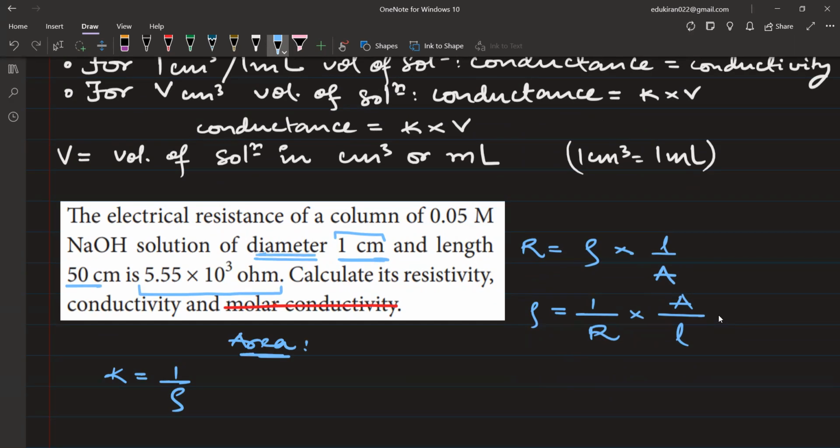ध्यान रखिएगा ये डायमीटर है, रेडियस नहीं है. पहले रेडियस निकालिए और कीप इट इन फ्रैक्शन. जहां तक हो सके उसको फ्रैक्शन में रखिएगा. बिल्कुल आखिरी में जाके उसको सॉल्व कीजिएगा.